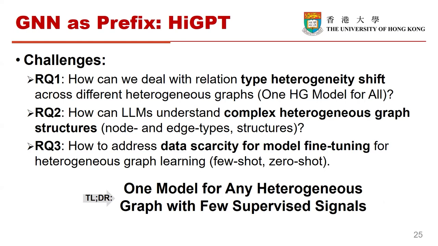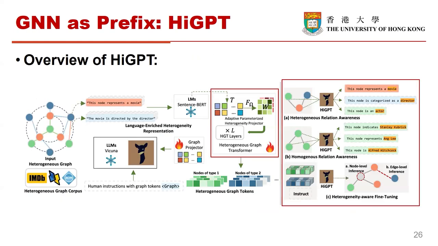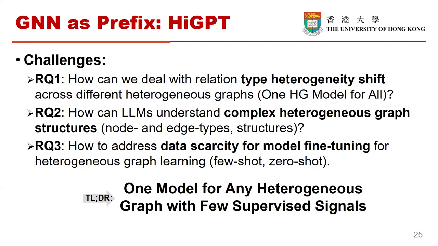The type heterogeneity shift here is that different heterogeneous graphs have different types of nodes and edges. Such as in a movie internet heterogeneous graph, there are movie type, actor type, and director type. And in an academic citation heterogeneous graph, there are node types of paper, author, conference, and so on. So how can we deal with the type heterogeneity shift is a question.